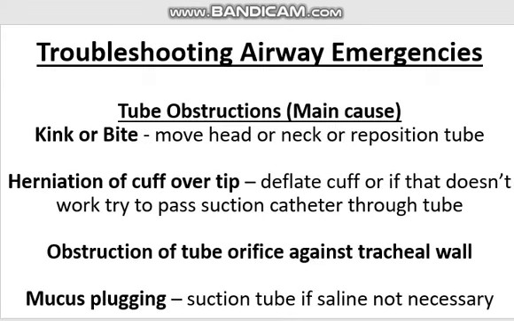Troubleshooting airway emergencies. Tube obstructions, which are the main cause, can be caused by a kink or bite, in which case you should move the head or neck or reposition the tube. Herniation of the cuff over the tip, in which case you should deflate the cuff, or if that doesn't work, try to pass the suction catheter through the tube. Obstruction of the tube orifice against the tracheal wall. And mucus plugging, in which case you should use a suction tube if saline is not necessary.